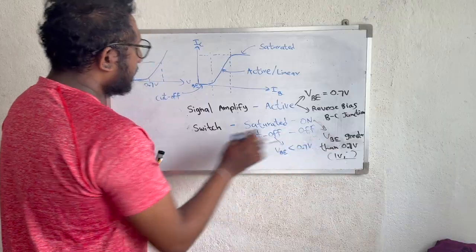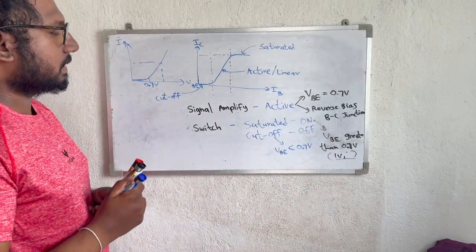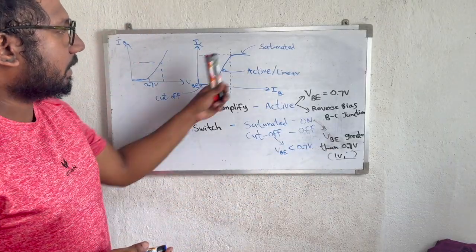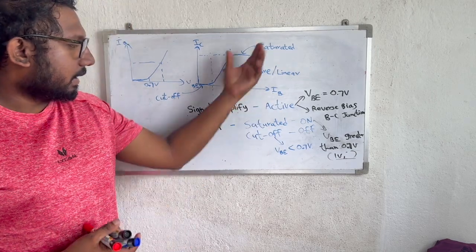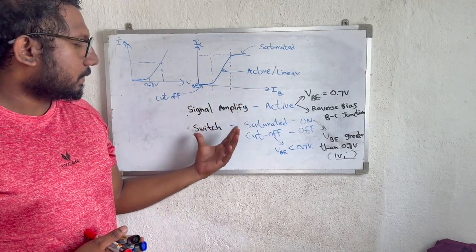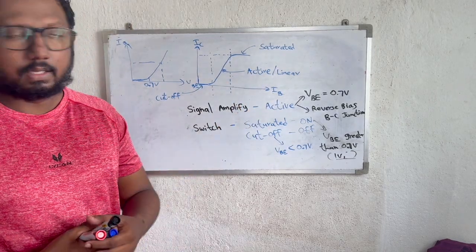So that is how we can bias transistors into these three different regions, and we can use it as a signal amplifier or switch as we need.